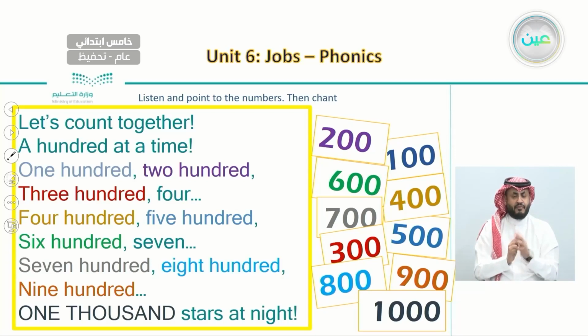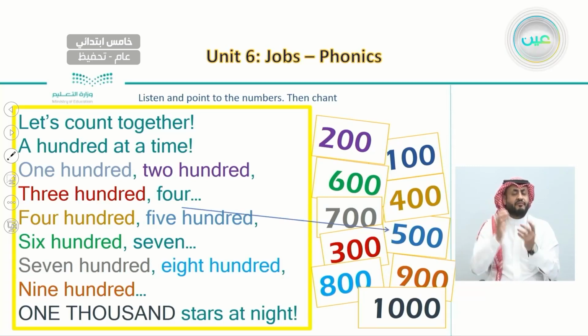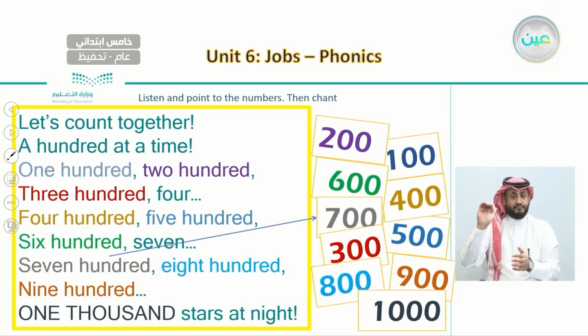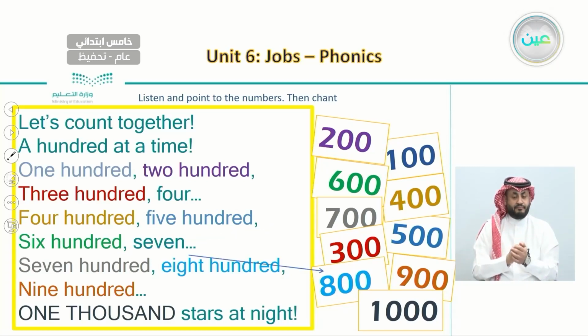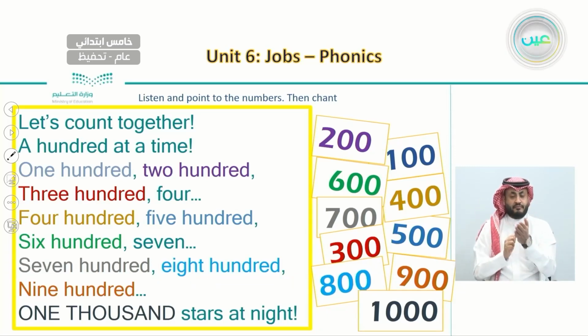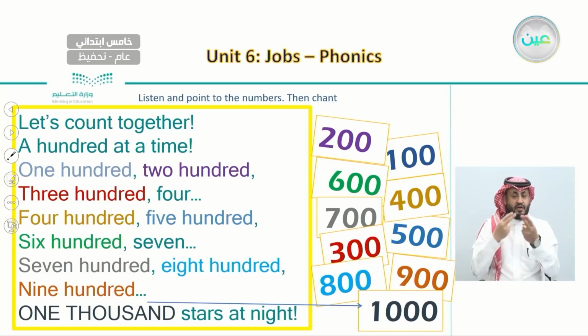And where is 400? Here you go. This is 400. And what about 500? Where can we see it? Here you go. This is 500. And what about 600? Where can we see 600? Here you go. This is 600. Point with me at 600. And then we have 700 and 800. And then we have 900. Where can we see it? Here you go. This is 900. And finally, 1,000 stars at night.